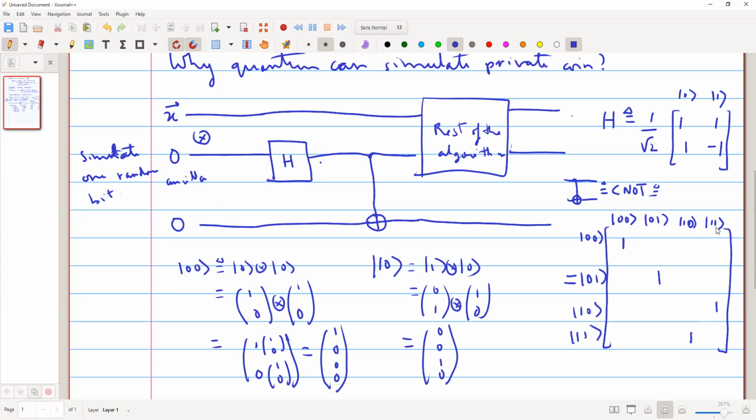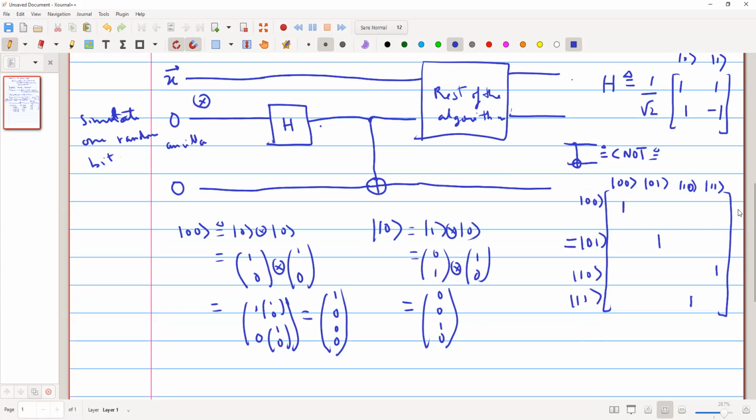And similarly, the input 1, 1 goes to 1, 0. Okay, the control bit is 1. So I do a NOT on the second bit. Second bit goes from 1 to 0. So this is the overall unitary matrix. In fact, you can see it's a permutation matrix, right? It's a matrix which has exactly a single one in every row and every column.